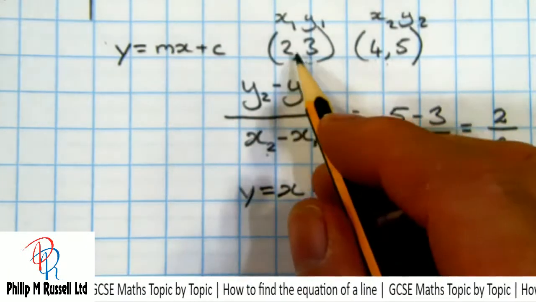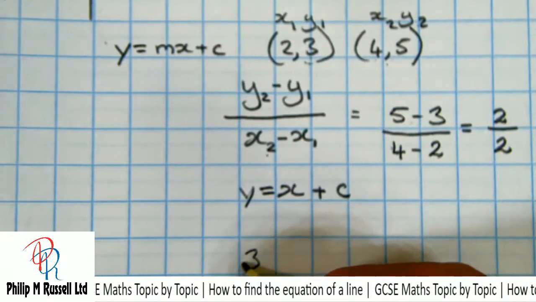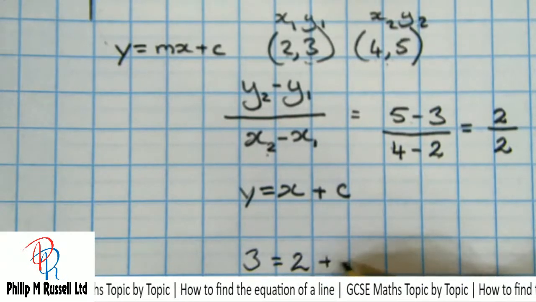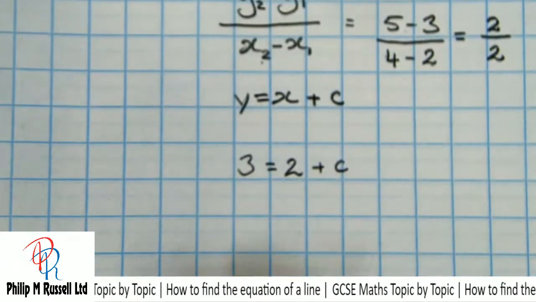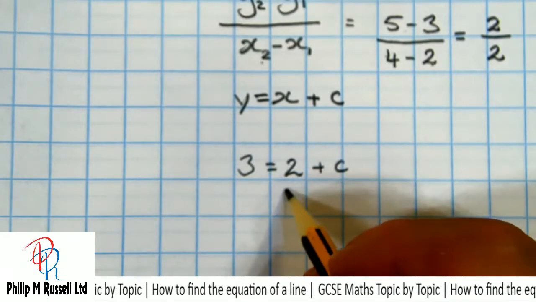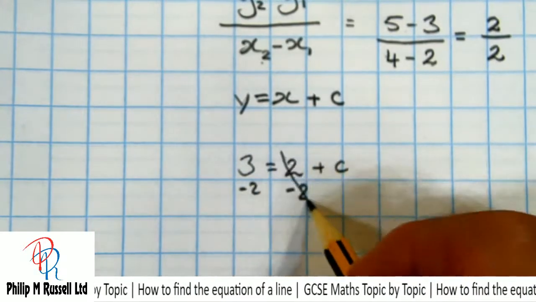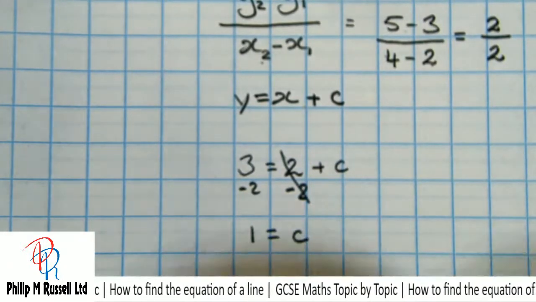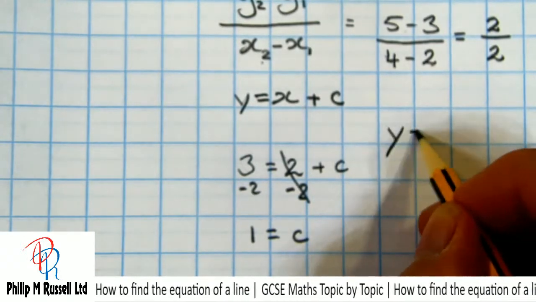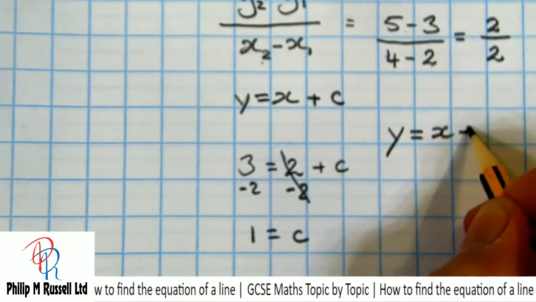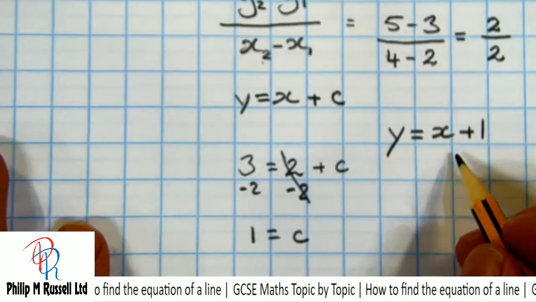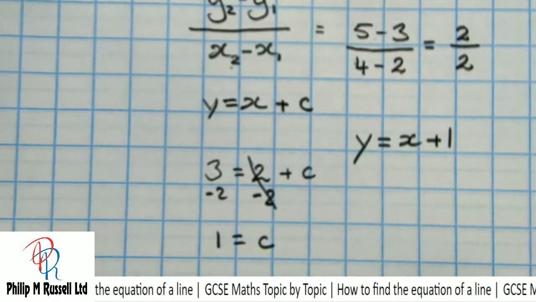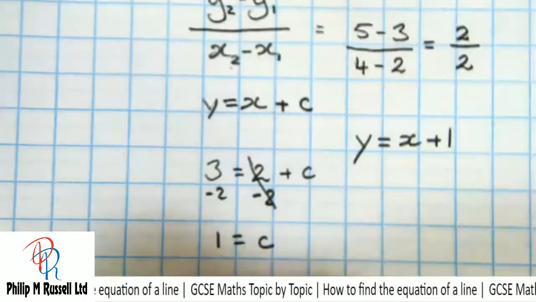We know what y is, it's 3, equals x, which is 2, plus c, and now I can work out that. Let's take away 2 from both sides. 3 minus 2 is 1 equals c. So my equation becomes y equals x plus 1, and that is the same as we got when we did a graph of that same thing.